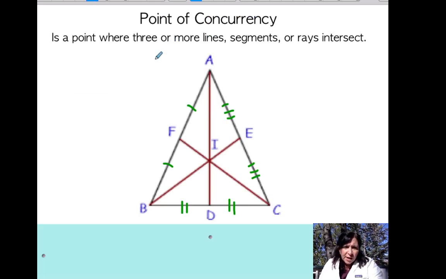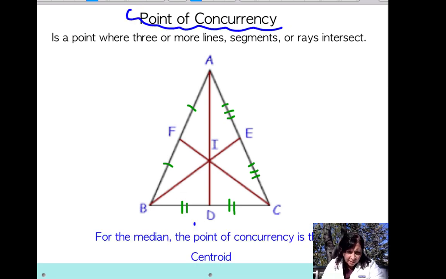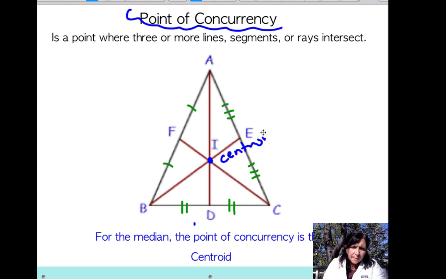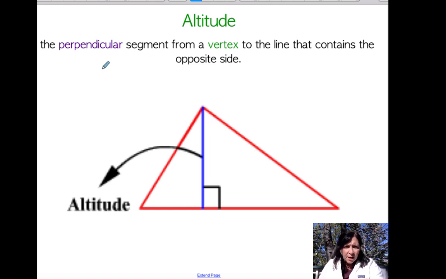Point of concurrency: 3 or more lines or segments intersect, and that's the intersection point. There's a fancy name for that. It's called the point of concurrency. In this, for the median, the point of concurrency, like we talked about, is called the centroid, the center of mass. For an altitude, it's the perpendicular segment from any vertex to the line opposite.